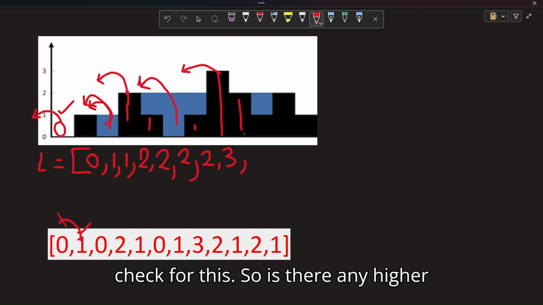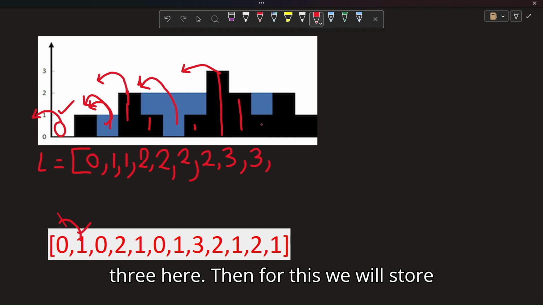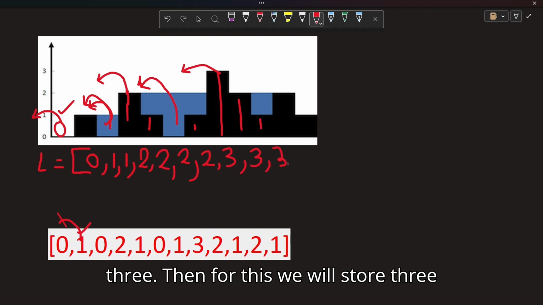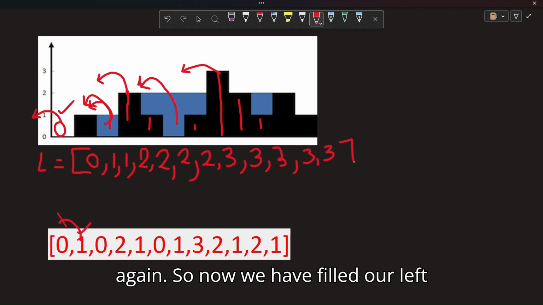Now we will check for this. So is there any higher building? Yes, 3. So we will store 3 here. Then for this we will store 3, then for this we will store 3 again, and for this we will store 3 again. So now we have filled our left array.